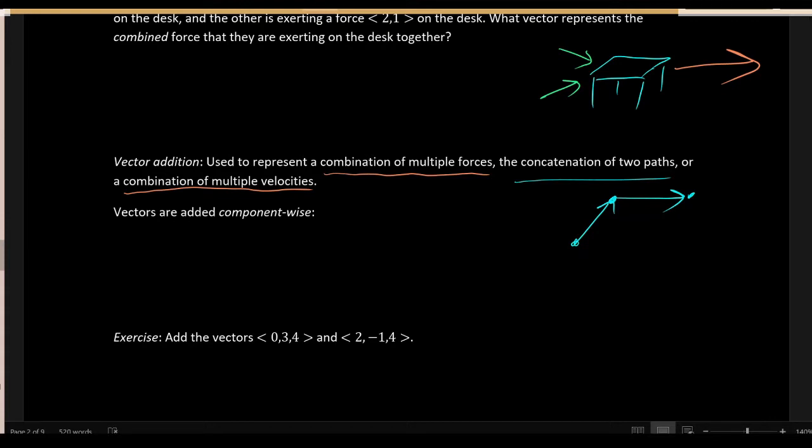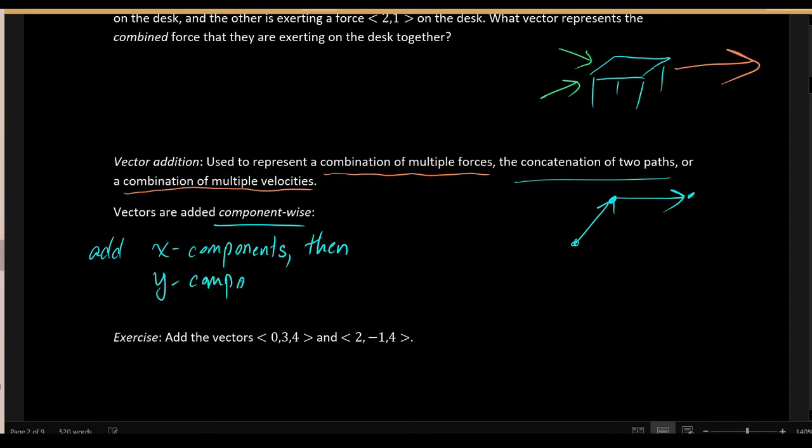Now the beautiful thing about vector addition is that the calculation of the sum of two vectors is very, very simple. If you know the components of both of your vectors, then you can add the vectors component-wise. What it means is that you can add the x components individually and then separately add the y components together and then separately add the z components together. Add the x components, then the y components, and then the z components.